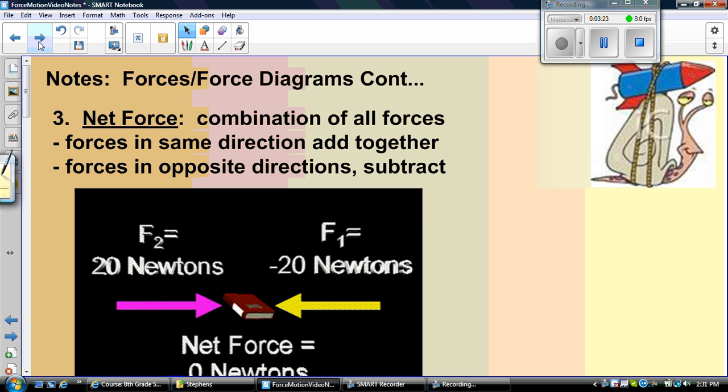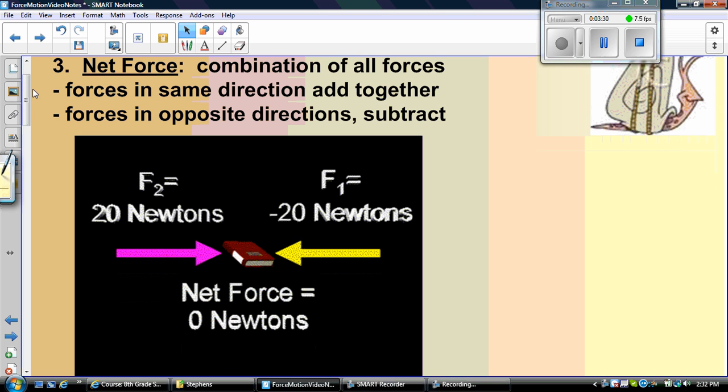When we look at forces, we always want to look at all the forces that act on an object. A net force is a combination of all forces. Forces in the same direction add together. Forces in opposite directions, we have to subtract.